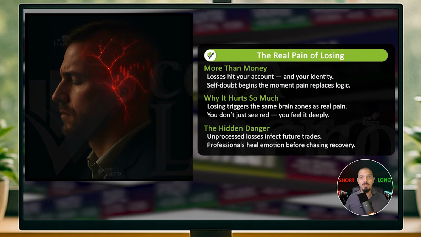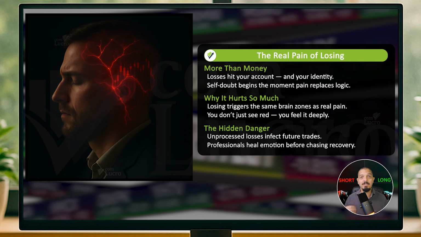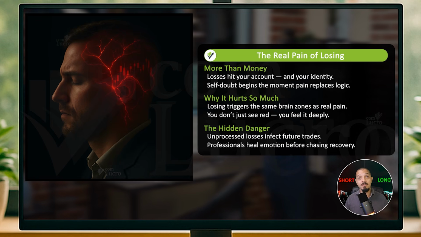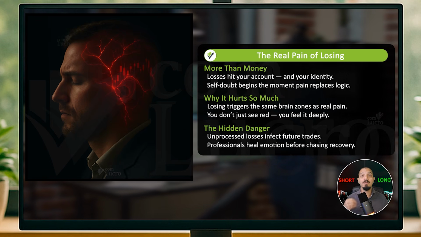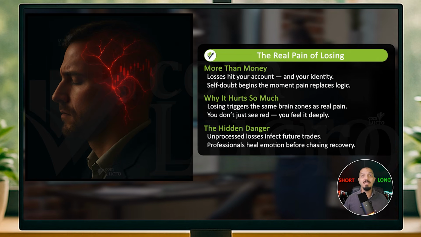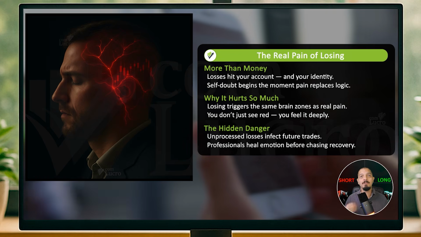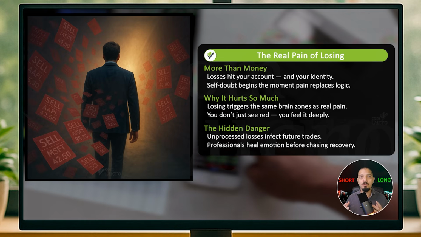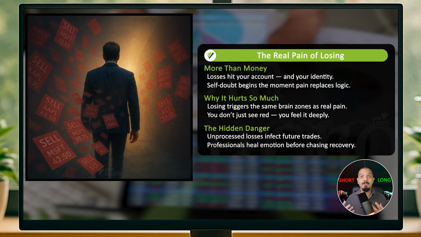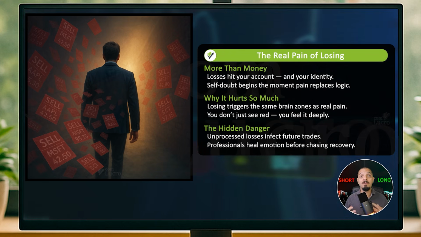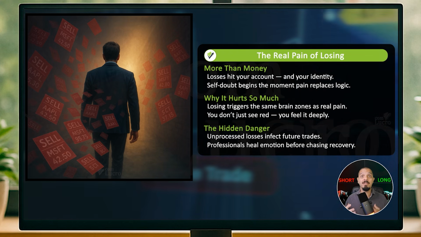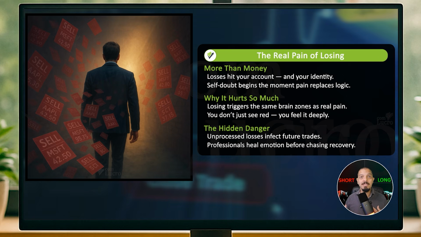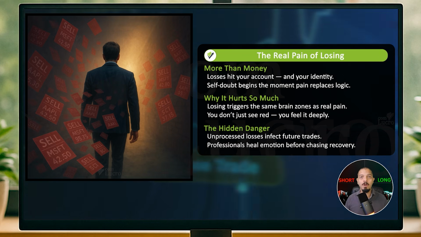Psychologists have shown that losing money activates the same areas of the brain as physical pain. That is why you do not just see a red trade, you feel it. It is a punch to your confidence. And when the pain of that loss stays unresolved, it does not just affect one trade, it infects the next ones too. That's why professionals treat emotional pain seriously. They know the real damage does not come from the loss itself, but from the emotion left unresolved. One unprocessed loss can lead to weeks of hesitation, revenge trades, or impulsive decisions.